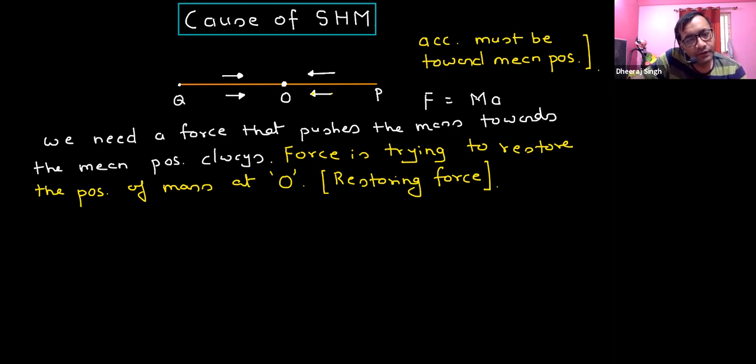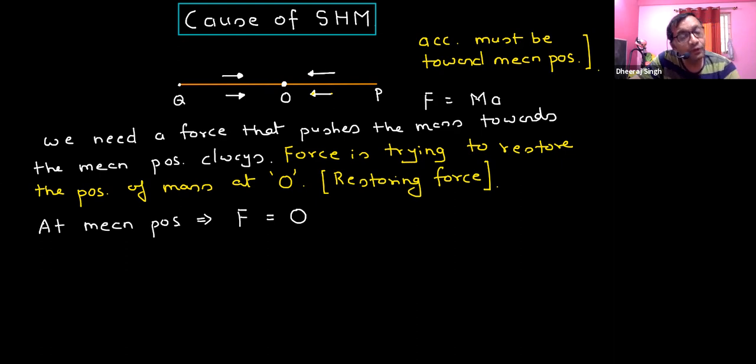Now, how much is the force at the mean position? At mean position, the value of force is how much? It is zero because acceleration is zero. So force is also zero. Okay, so that is another way to define the mean position. Mean position is an equilibrium point. And to tell you in a very analytical way, SHM is nothing but a study of stable equilibrium. It was in stable equilibrium at O. You displace it slightly, it comes back.